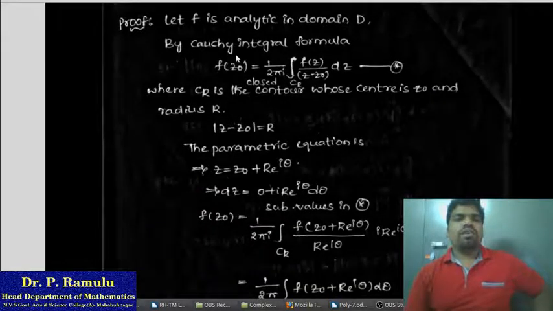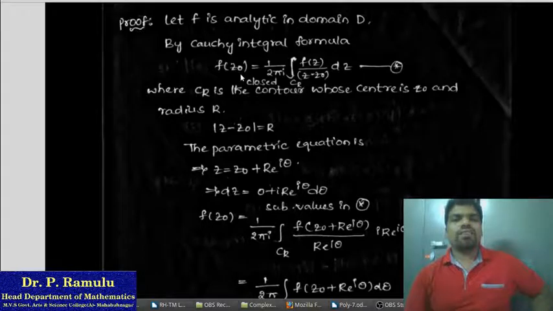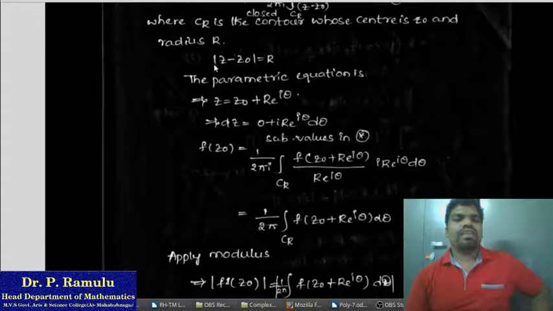Proof. Let f be analytic in domain D. By Cauchy integral formula, we know that f(z0) equals 1 by 2 pi i times the integration over CR of f(z) by (z minus z0) dz, where CR is the closed contour whose center is z0 and radius is r. I am taking CR as the equation |z minus z0| equal to r. The parametric equation of this can be written as z equal to z0 plus r e power i theta.